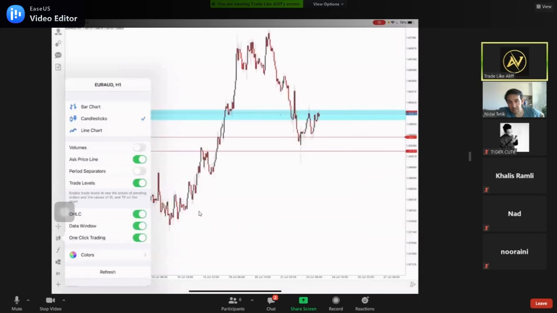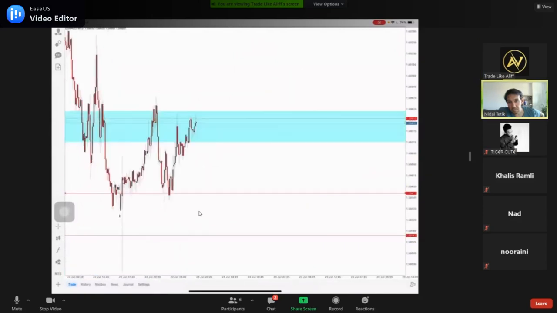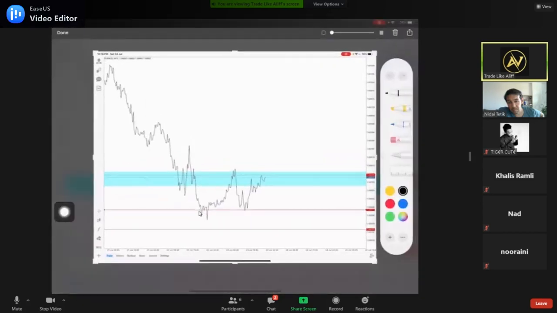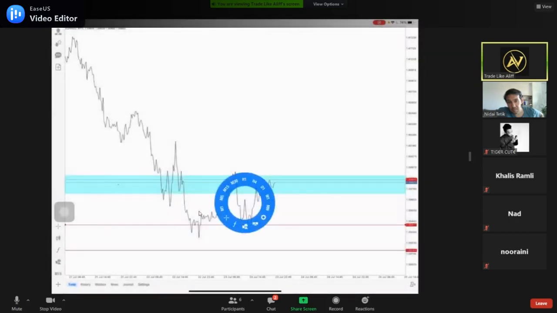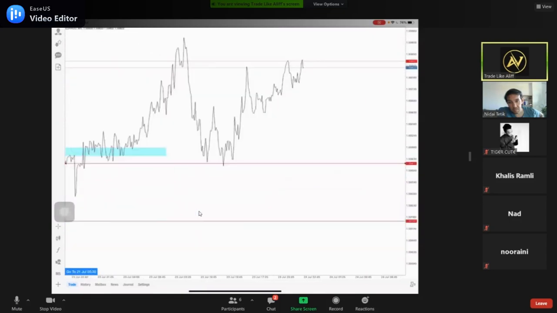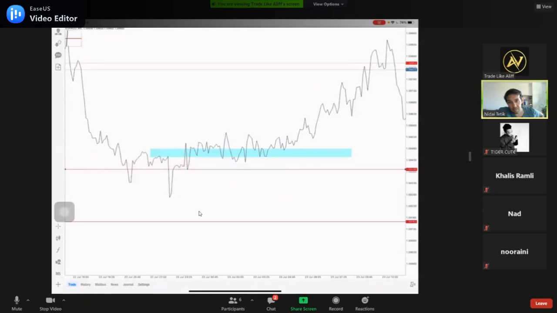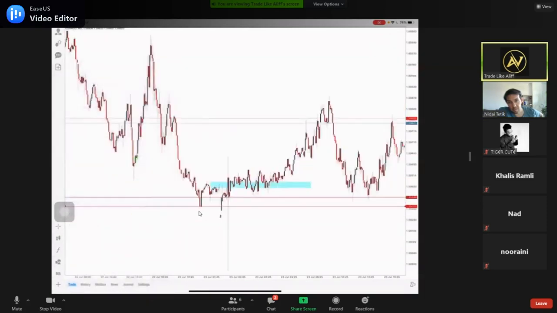Understand? You don't want to entry. You wait for second breakout. Breakout, correct? You go to M5. Here. One here. Understand?